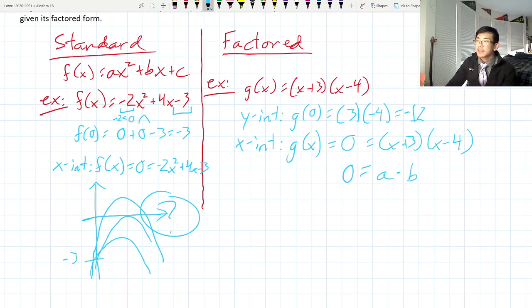So what this means is that either this equals 0 or that's equal to 0.